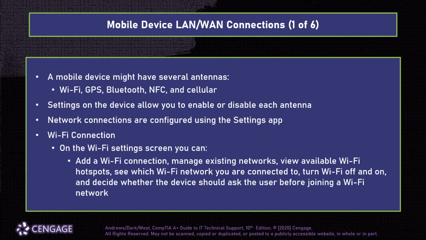Mobile devices might have several different antennas that they use to connect to external networks. So Wi-Fi, of course, GPS, Bluetooth, NFC, cellular. These settings can be modified in order to allow you to connect or disconnect to each of these different pieces.